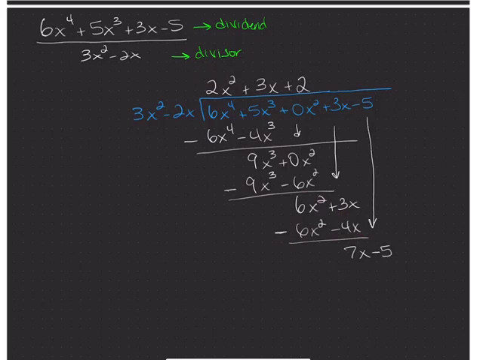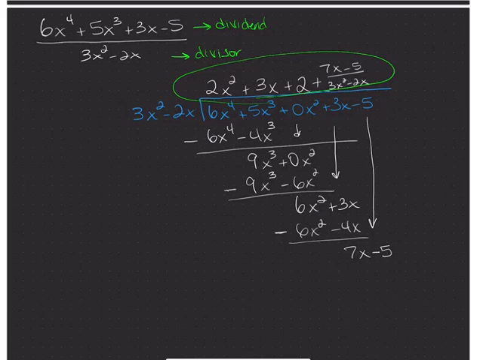So again, I'm going to start with my first term, 3x squared, and I need to multiply to get to 7x, and I can't, right? I'm already at x squared, so I can't get down to x to the 1st. So that becomes my remainder. And it's positive, so it's going to be plus 7x minus 5 divided by our divisor, 3x squared minus 2x. And that, my friends, is our final answer.